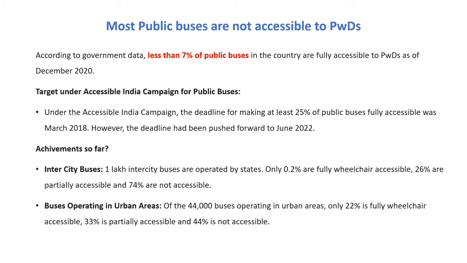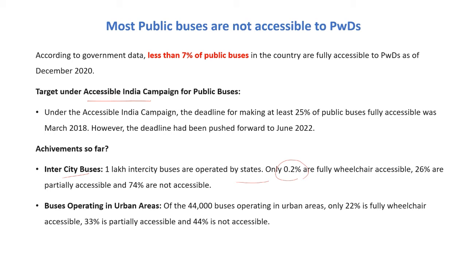So, what achievements have been recorded in the past year by the Accessible India campaign? Intercity buses: 1 lakh intercity buses are operated by states. Only 0.2 percent are fully wheelchair accessible so that they can be used by people with disabilities. 26 percent are partially accessible and 74 percent are not accessible. That is why people with disabilities are not able to use public buses.